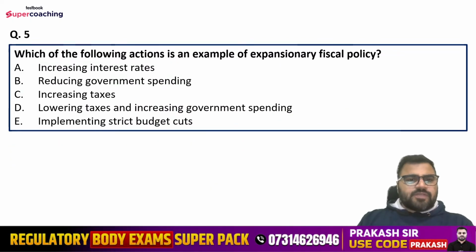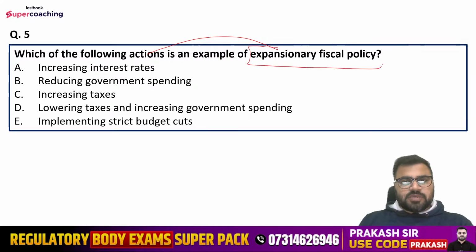Question number 5 is, which of the following actions is an example of expansionary fiscal policy? Options are, increasing interest rates, reducing government spending, increasing taxes, lowering taxes and increasing government spending, or implementing strict budget cuts. Yes, what is the right answer here? Which of the following action is an example of expansionary fiscal policy? बताइए जी, what can be the right answer according to you?